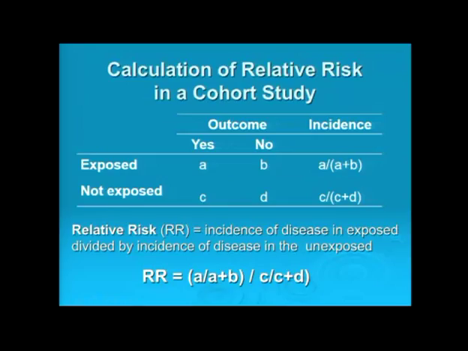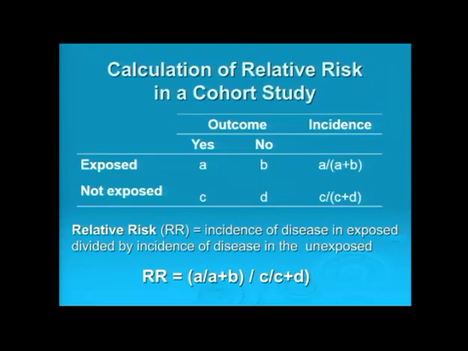Okay, let's talk about how we're going to summarize this risk that we're trying to identify in a cohort study. So this table should look familiar to you. Remember, last week it was cases and controls. Now it's a cohort study. So we start over here. We choose exposed and non-exposed. We follow them forward in time and determine how many get the outcome of interest and how many don't.